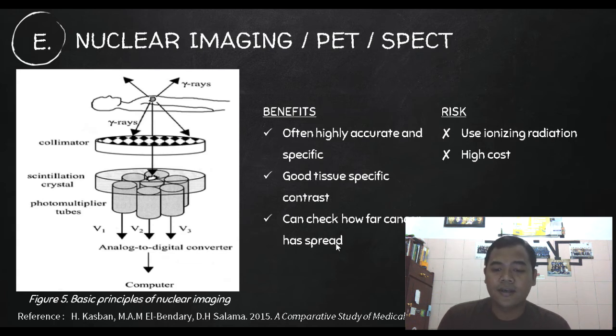The benefit of nuclear imaging is that it provides functional information that is often highly accurate and specific, with good tissue-specific contrast, and can check how far a cancer has spread and how well the treatment is working. But nuclear imaging has risks too: it uses ionizing radiation and makes the patient radioactive for a variable period of time, and it is high cost for the patient.